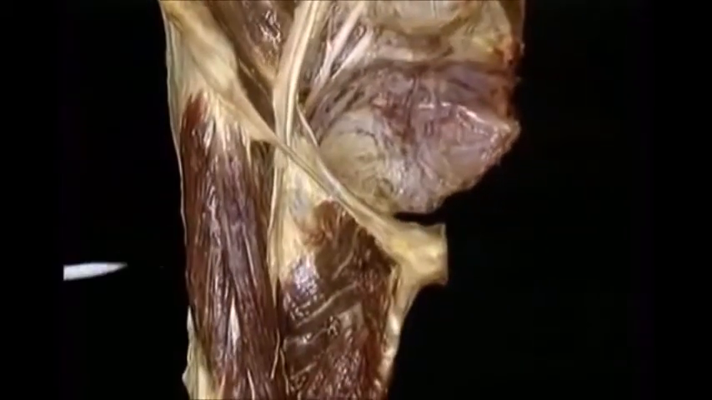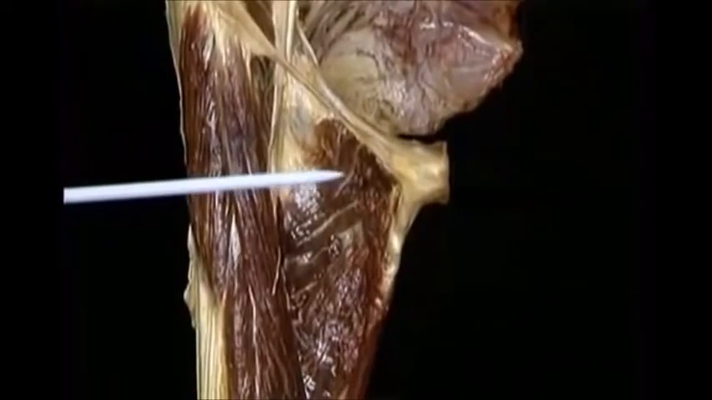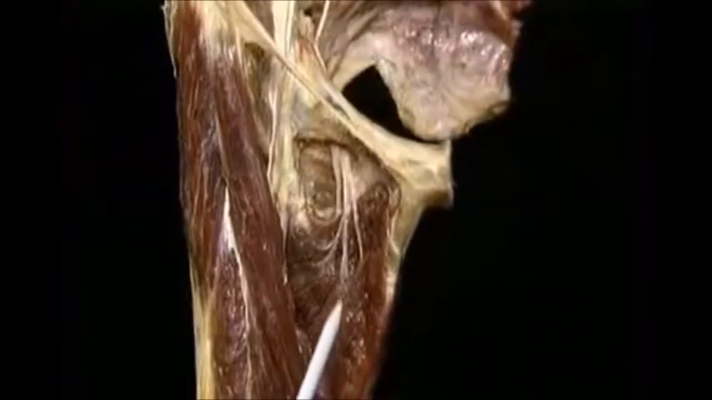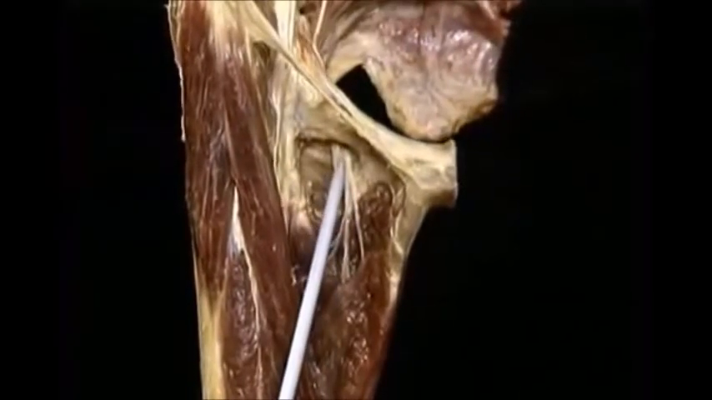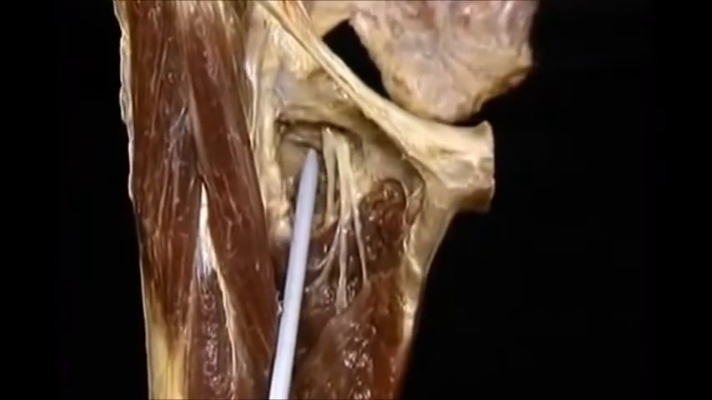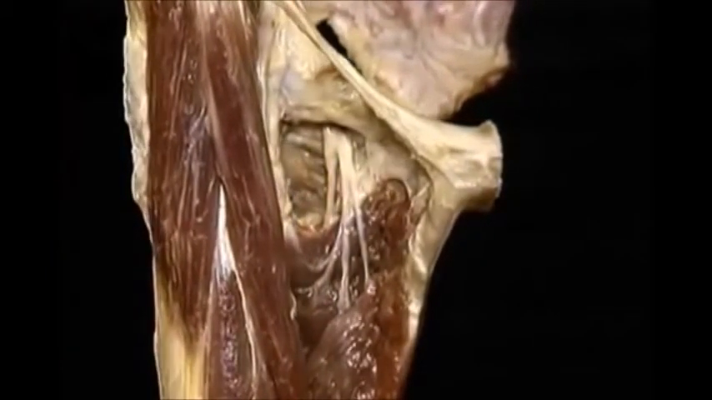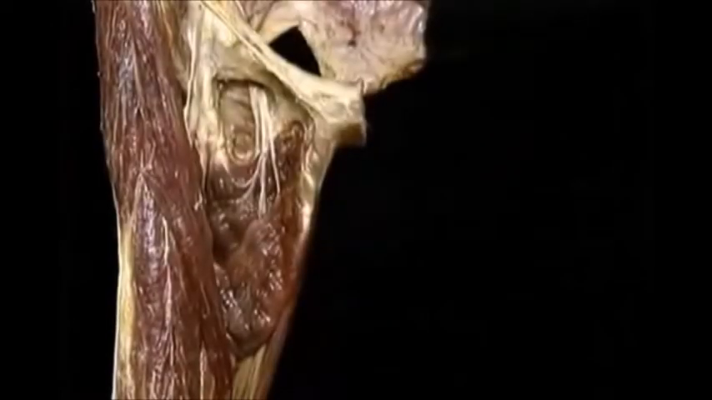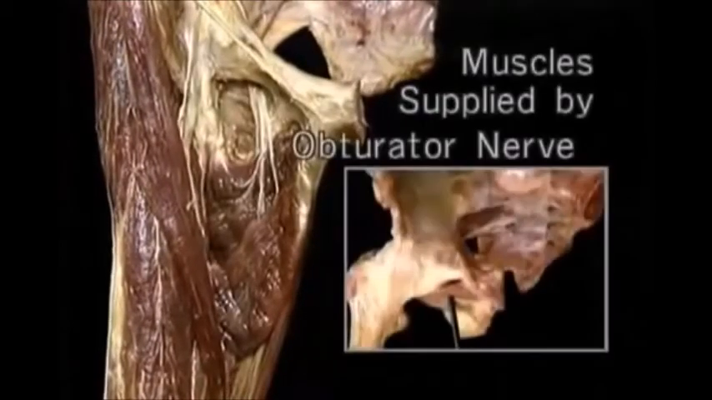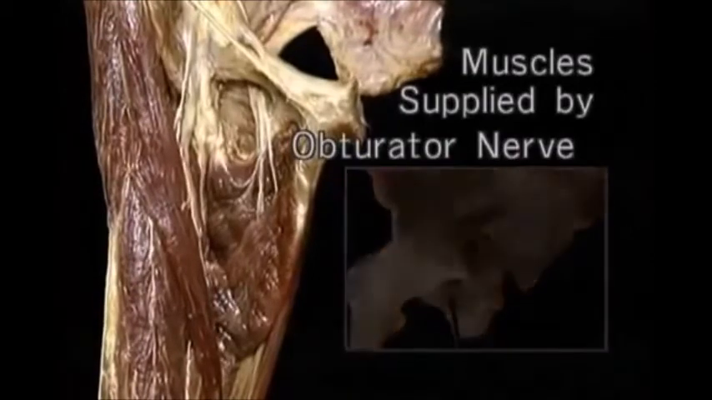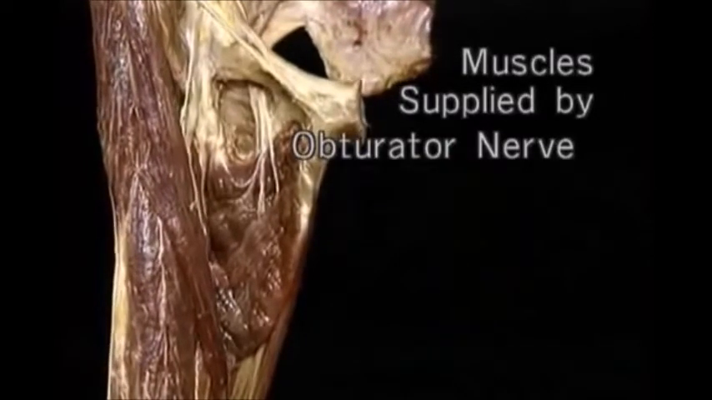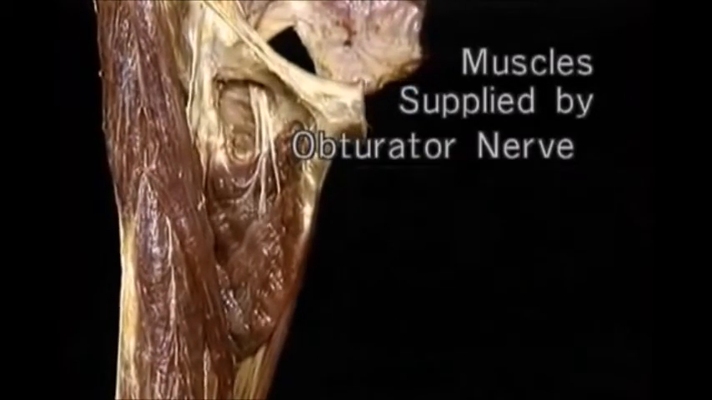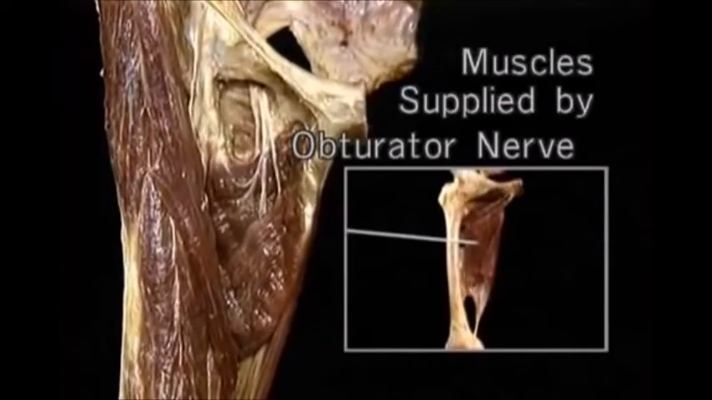To see where it emerges, we'll remove pectineus. Here's the obturator nerve emerging over the top of obturator externus. Its branches run down between the adductor muscles. The obturator nerve supplies obturator externus, adductor brevis, and longus, and the anterior part of adductor magnus.